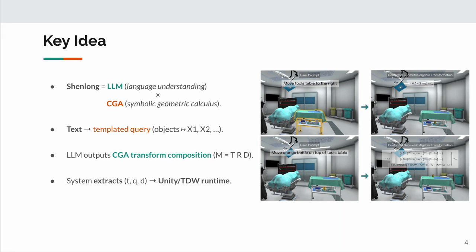We call our system Shenlong, and it is the product of LLM and Conformal Geometric Algebra. The language model, on one hand, helps us interpret the natural language, while on the other hand, CGA enables symbolic precise transformations. Basically, an LLM helps us convert user text prompts into CGA transformations. The LLM produces a composed operator M that fuses together translation, rotation, and dilation, which in the final step we have to decode to unitary parameters t, q, and d respectively.